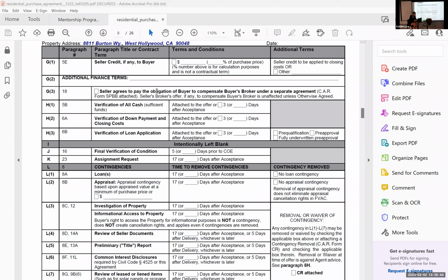G3, seller agrees to pay the obligation of buyer to compensate buyer's broker under a separate agreement. This is particularly for off-market property. And when I say off-market, I'm using the term incorrectly. Biggest pet peeve of mine. Someone's like, I've got a pocket listing, Kristen. Do you have a buyer? And I'm like, yes, I do. Where's your listing agreement? Oh, I don't have a listing agreement.